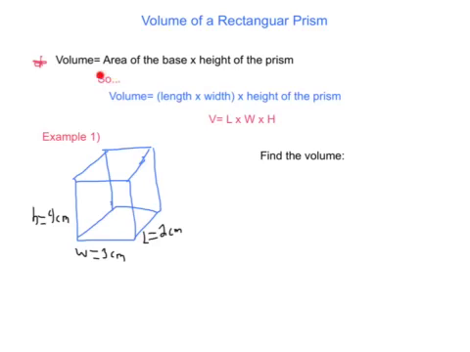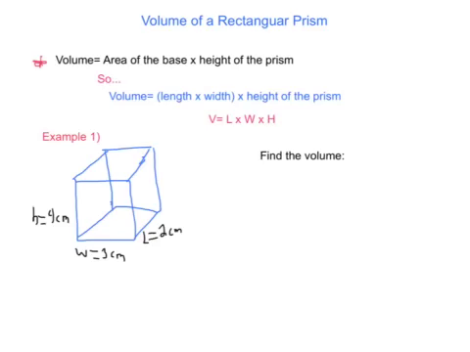So what that is really saying is volume equals our area of the base, and in a rectangular prism, the area is length times width, times the height of the prism. So we find the area of the base, it's length times width, times our height of the prism, which is 4. So really our formula just becomes volume equals length times width times height. That's it. So when we look over here at our example, we've got a length of 2, a width of 3, and a height of 4.